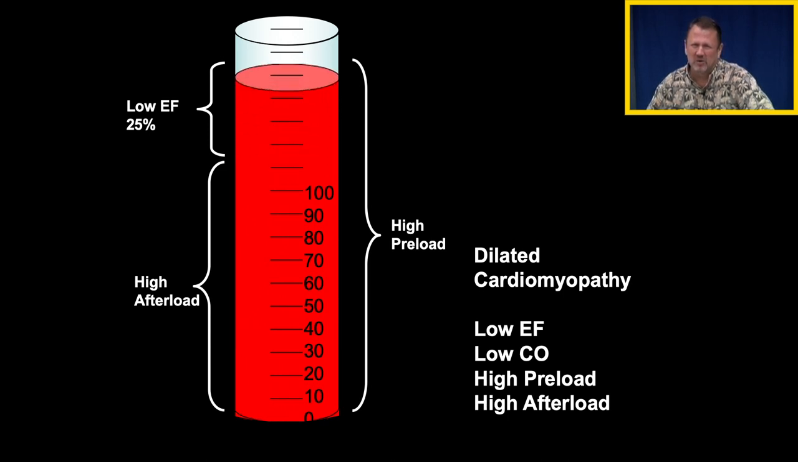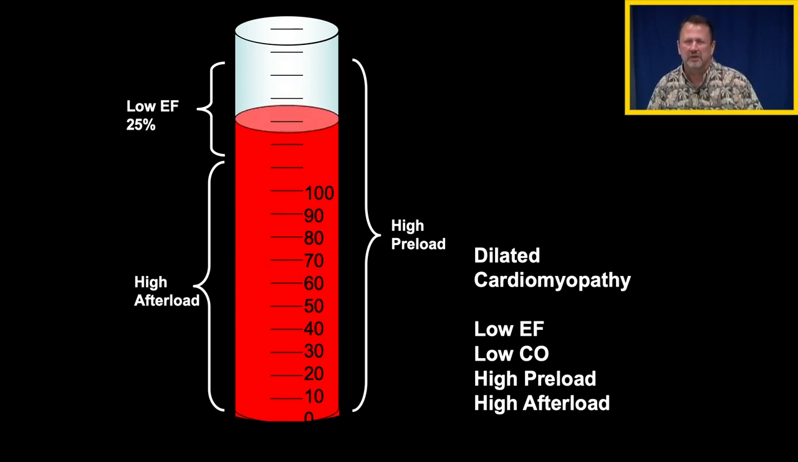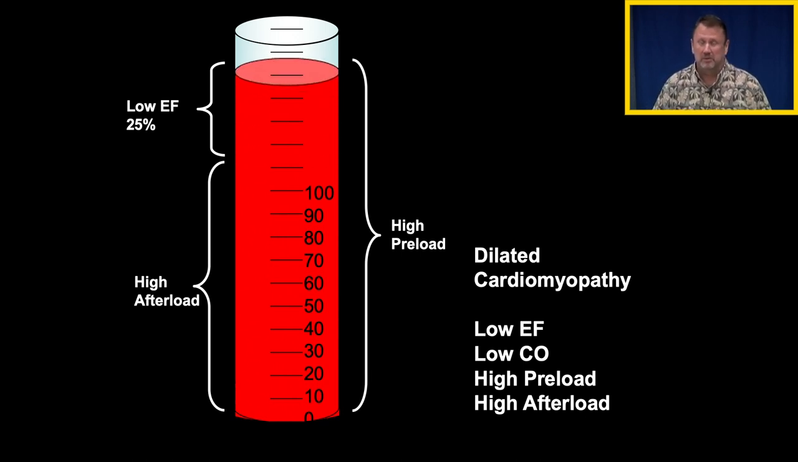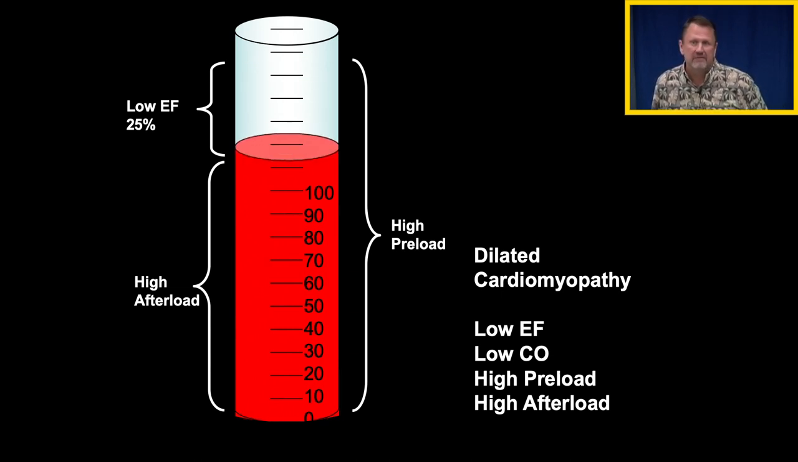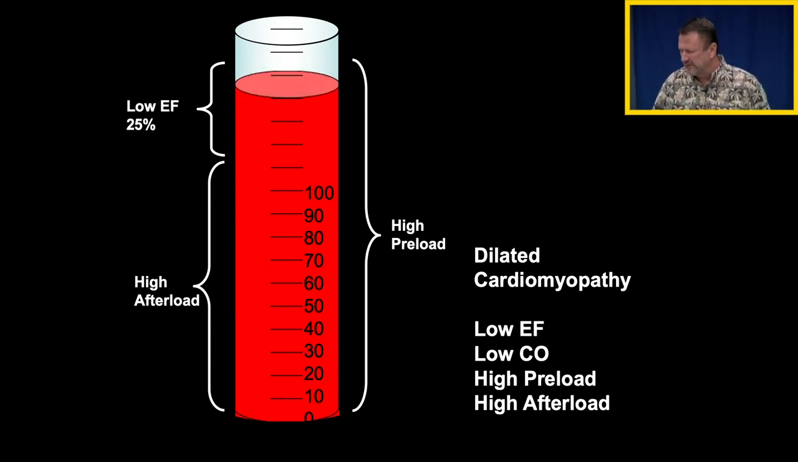And then because the heart is weak and thin and floppy, it's only going to eject, in this situation, 25% of the volume, leaving us with a very high afterload. And so we want to reduce both preload to improve contractility and then reduce afterload to improve our ejection fraction, and all that goes on at the same time. An ejection fraction of 70% is normal. An ejection fraction of 25% is very low. You're going to be hard pressed to find people who can survive with an ejection fraction of less than 25%.